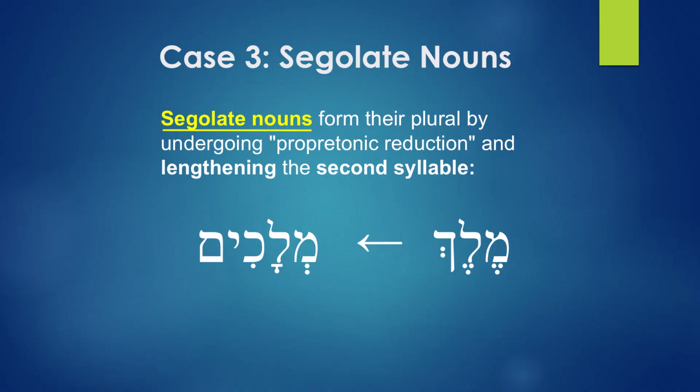So there are 2 things to remember on segolate nouns. When they form their plurals, number 1, they're going to undergo propretonic reduction, meaning the first syllable will take a shewa. Number 2, the second syllable will lengthen. Instead of taking segol, it will take kametz.